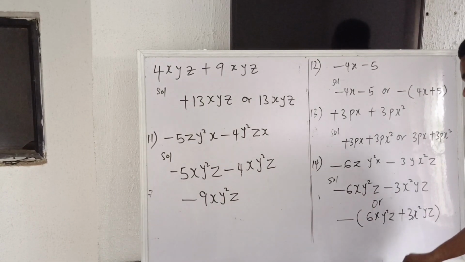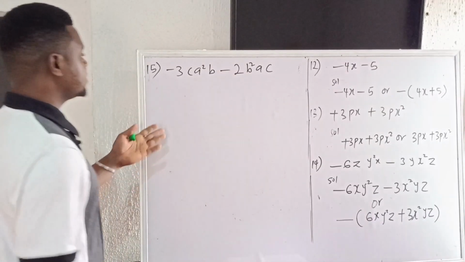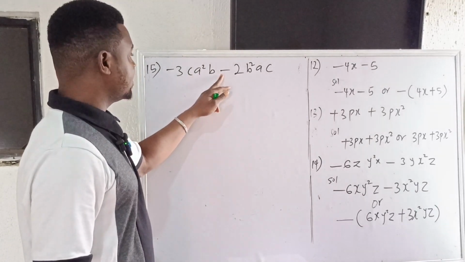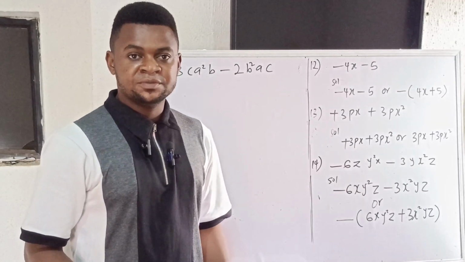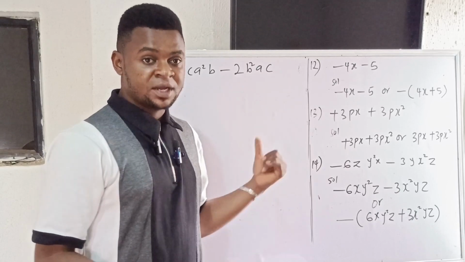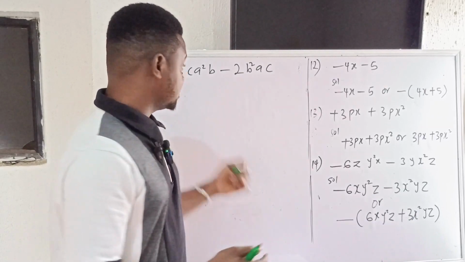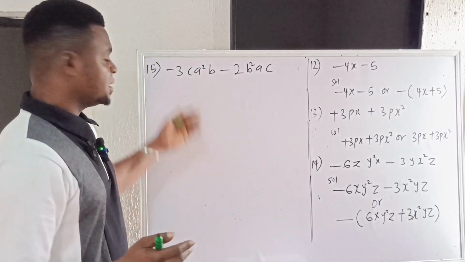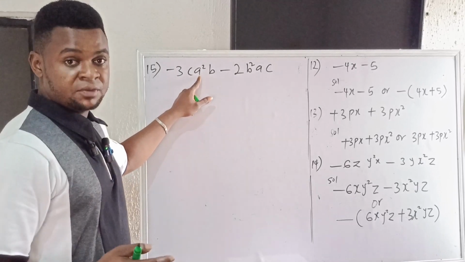Okay, so now let us look at the last example. If we're told to simplify minus 3ca squared b minus 2b squared ac, how do you go about this? Now I told you in algebraic expression, don't forget you must always do some certain things. First, you need to look out for the variables, if they are similar or not. And for you to find out if they are similar or not, the variables also must be arranged in alphabetical order. So looking at this, the variables are not arranged in alphabetical order because I'm having C coming before A, which is not supposed to be.